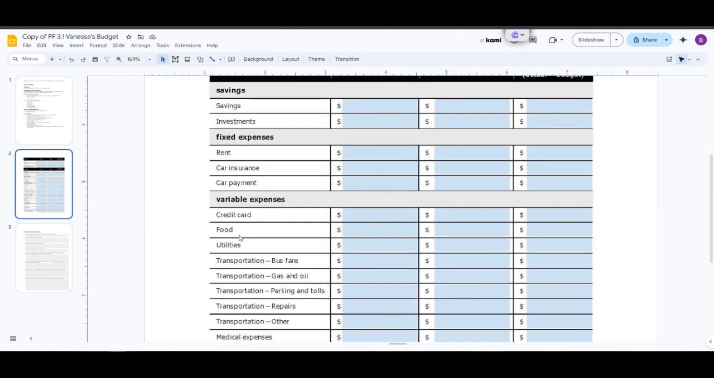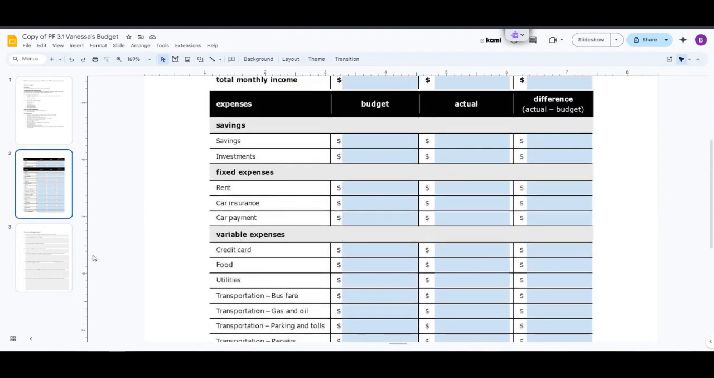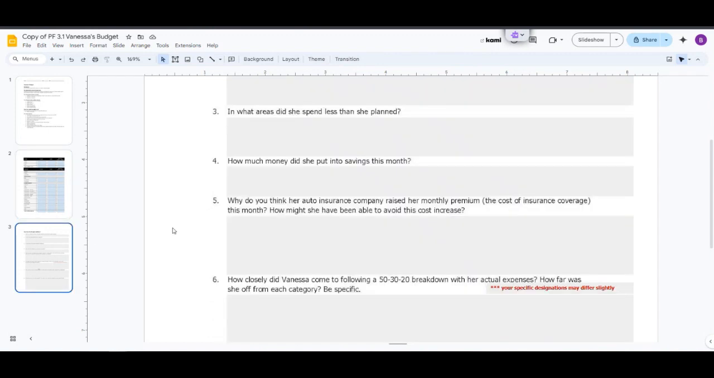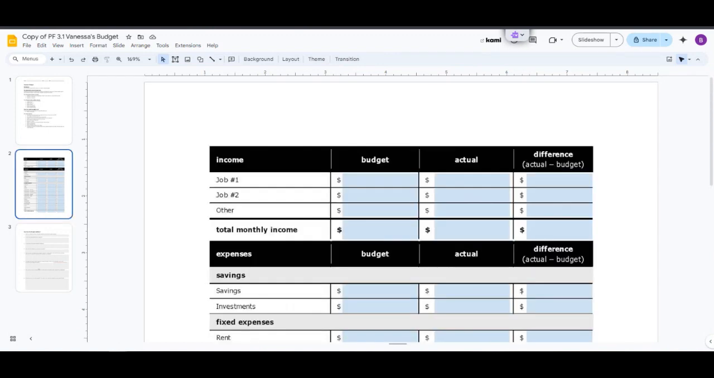We were to take that information, put it onto this worksheet on page 2, in which her plan went in the budget column, her actual spending went in the actual column, and then any differences in that third column. And then we had some questions here to look at. So let's walk through this and take a look at what this should look like.